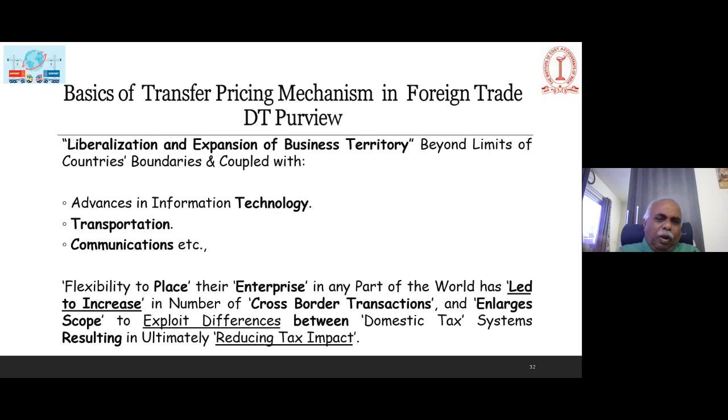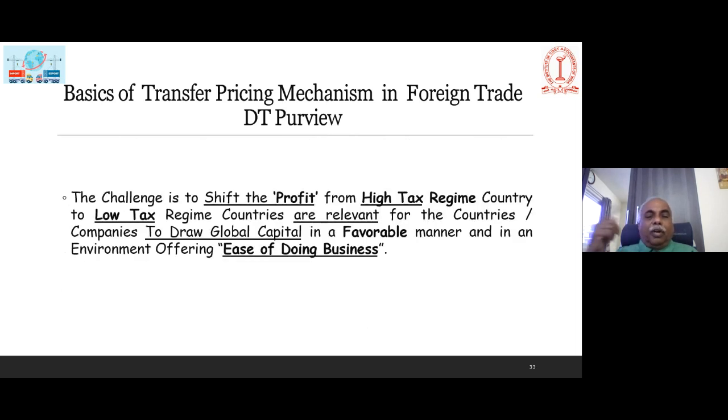It enlarges the scope to exploit the differences between domestic tax systems, ultimately reducing the tax impact. So always the promoter, it is a commercial business, not a charitable business. Always he is thinking about how to minimize the tax, how to maximize the dividends to be paid to the shareholders. The challenge is shifting profit from the high tax regime countries to low tax regime countries, which are relevant for countries to draw global capital, with a favorable environment and ease of doing business.